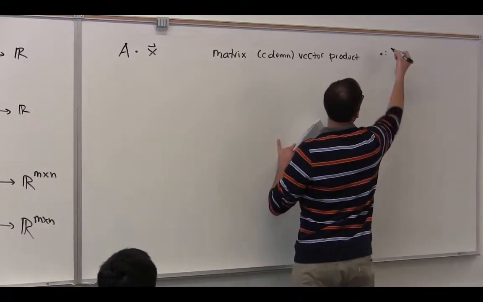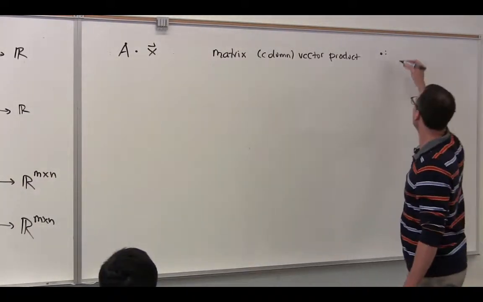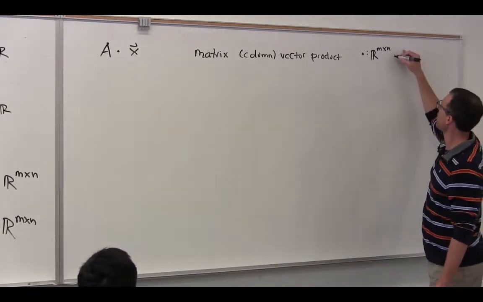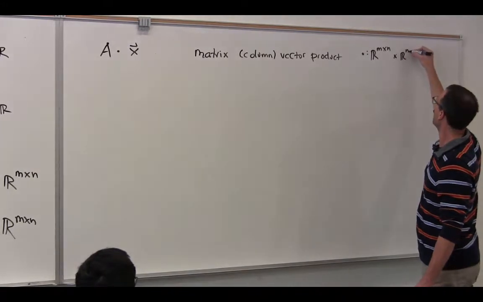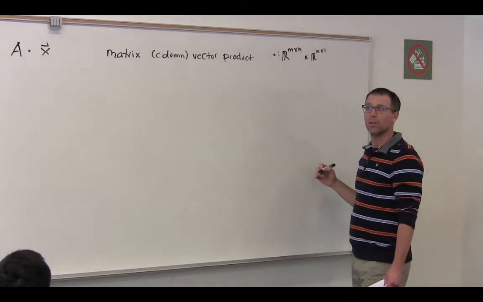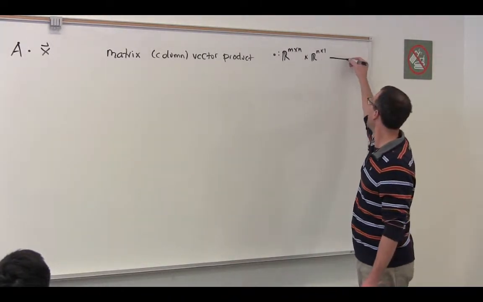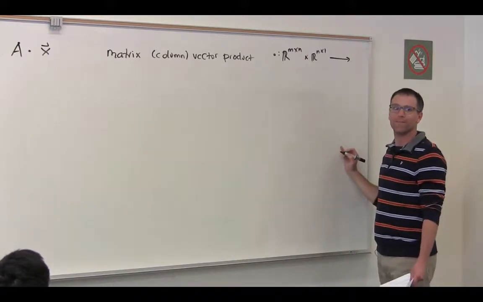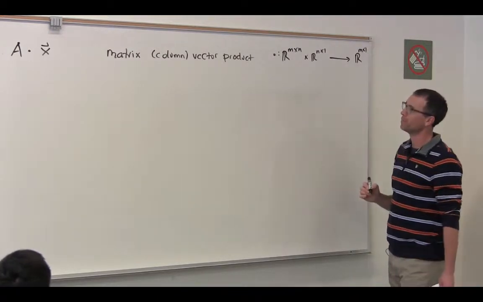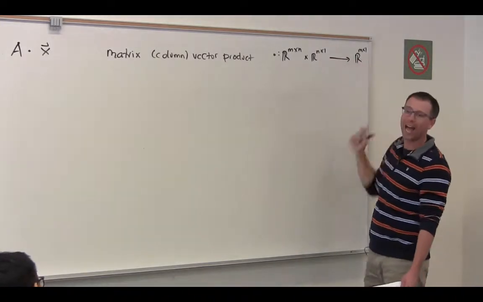Let's do the analysis of where we came from and where we went. What was the size of the thing on the left? R m by n. What was the size of the thing on the right? R n by 1. What was the size of the output? M by 1. In this case, we took in a matrix and a column vector, and we put out a column vector.